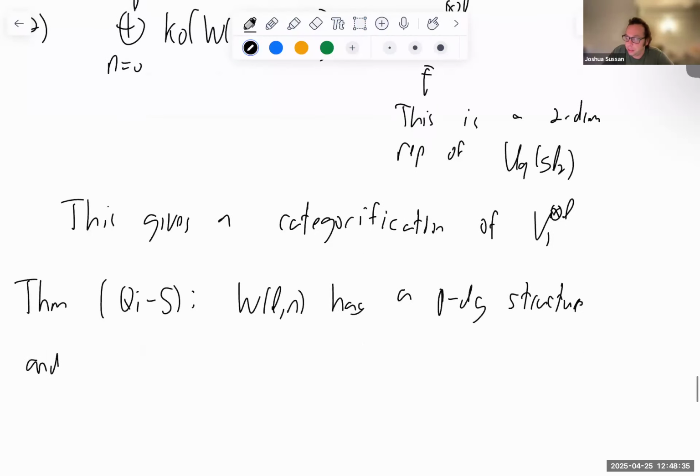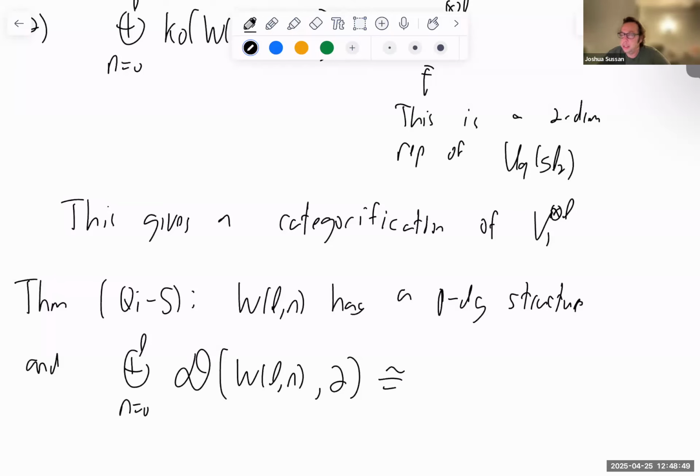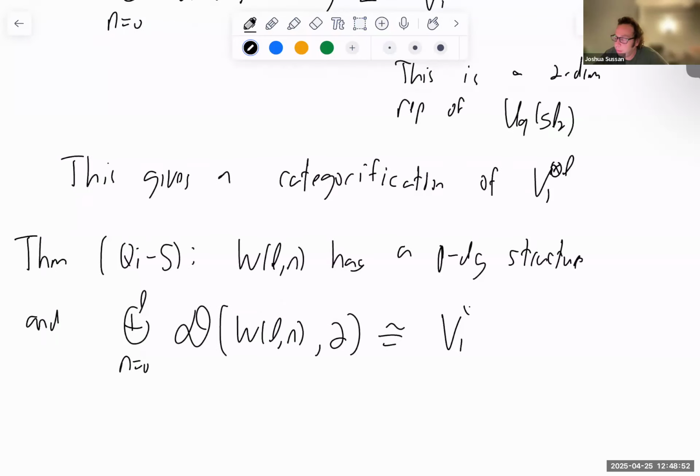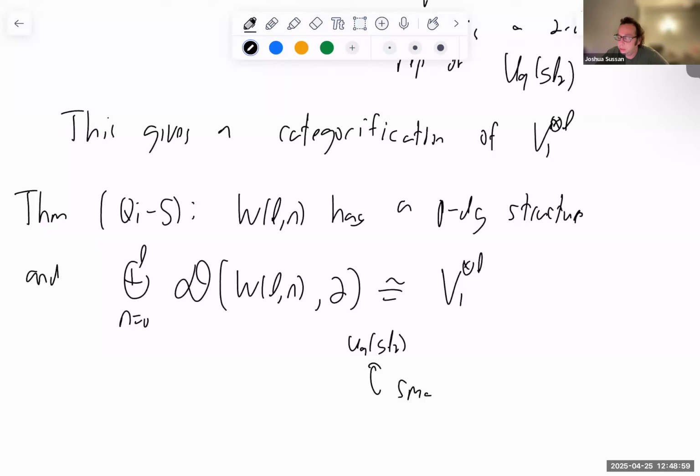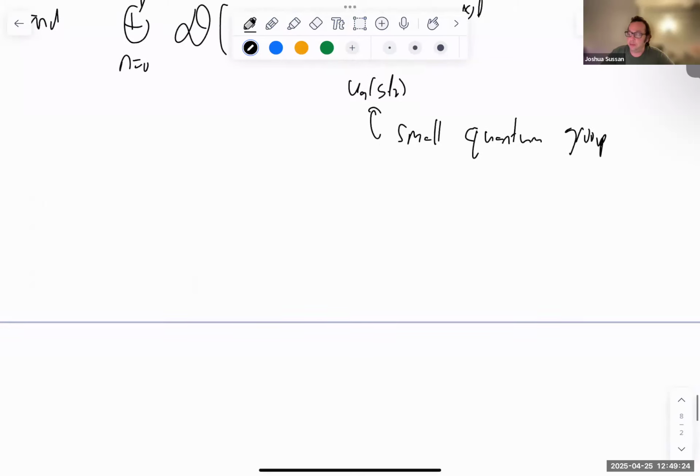And if you look at the direct sum of these categories, W_L^N with this p-DG structure, which I'll call D, you have to look at the derived category. This is isomorphic to, again, V1 tensor L, but as U_q(sl2) representations, where this is the small quantum group. Sorry, I really rushed this theorem because I'm running out of time. For the last couple of minutes, I just want to give a broader perspective on the categorification program, to give a place for all these algebras and why we study them.